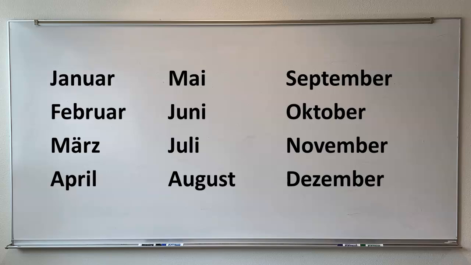So let's start with January. You can see that this is pretty much straightforward. You basically have to memorize the months. There's no way around it. They look very similar to the months in English if you're an English speaker. Januar. February in German is Februar.